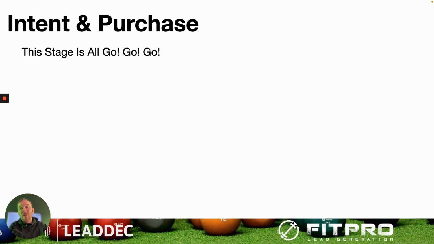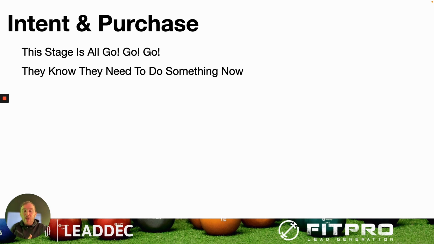Now, if we have a look at these stages, this stage is all go, go, go. Get ready to buy my stuff. Here's my service. Here's what I offer. Click to learn more. Book a call. Complete the application form. It's all about trying to put the intent out there for them to want to buy straight away. So they know that they need to do something, and they are actively looking.